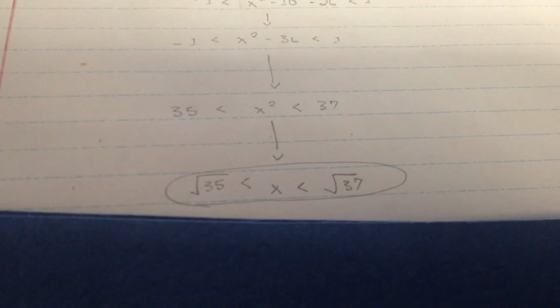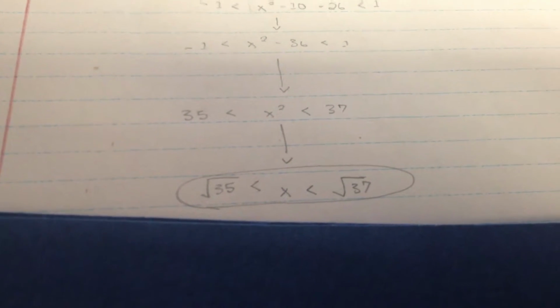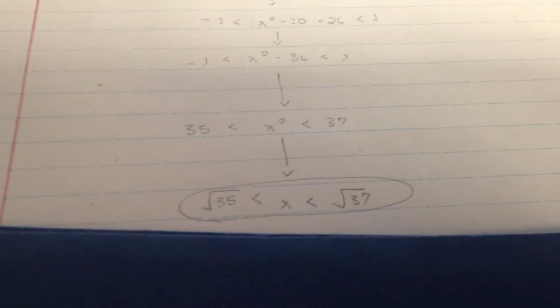It asks for the open interval on what x could be. So you take the square root finally to simplify the last step. You get x has to be in the open interval between root 35 and root 37.